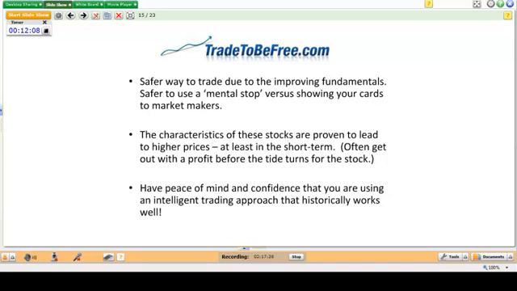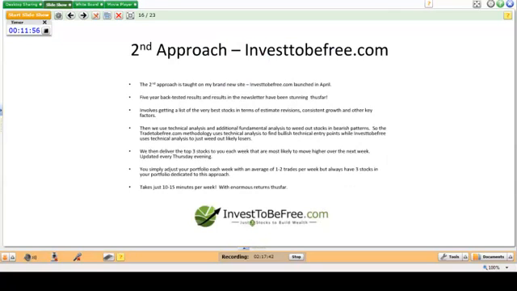And you have the peace of mind of knowing that you're using an intelligent approach to trading, taking into account both the technicals and the fundamentals. And historically, it's worked well. Okay, so that's TradingPub.com, and that's that approach.